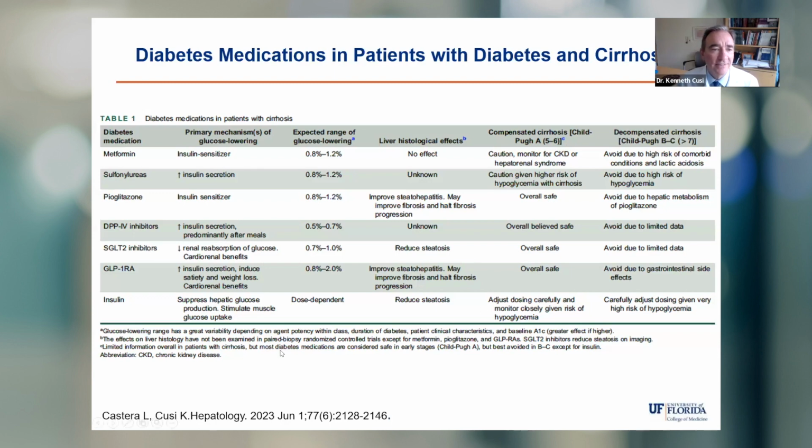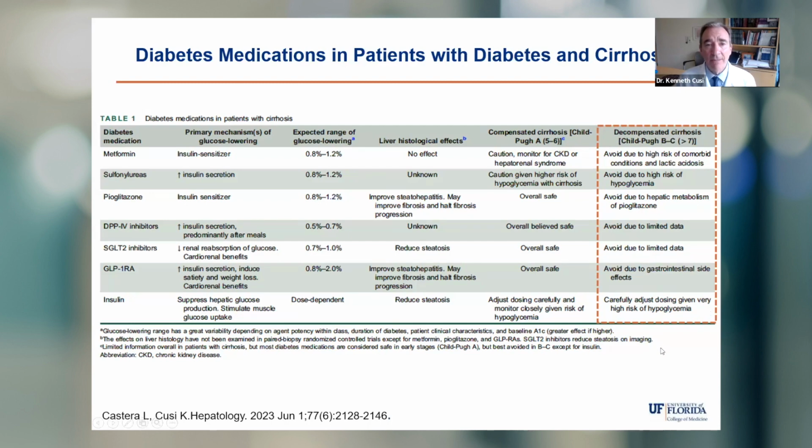We wrote this review, including the different agents. Most of them are going to reduce the A1C by about 1% and can be used all the way up to compensated cirrhosis, but you want to avoid them in decompensated cirrhosis and pretty much focus on insulin.